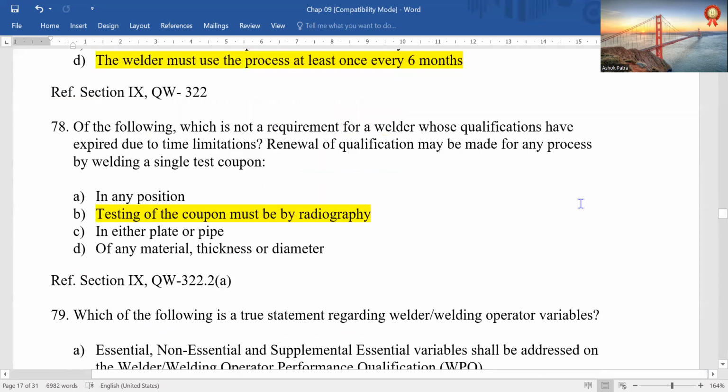Of the following, which is not a requirement for the welder whose qualification has expired due to time limitations? Renewal of qualification may be made for any process by welding a single test coupon. Testing of the coupon must be by radiography.